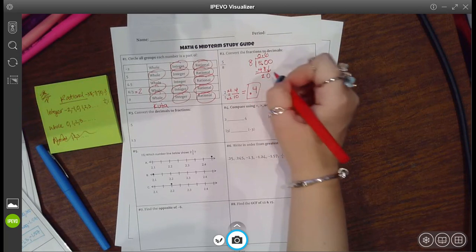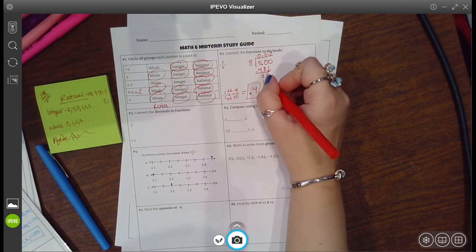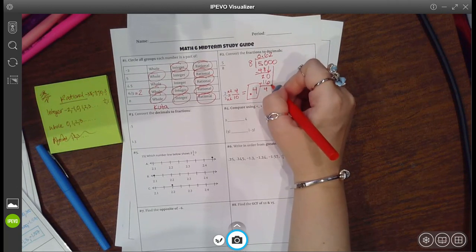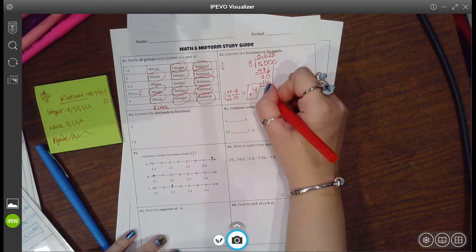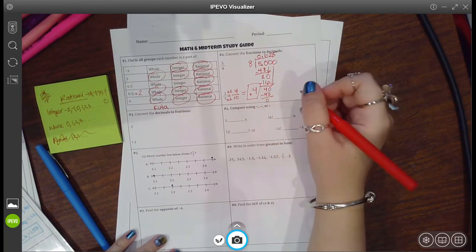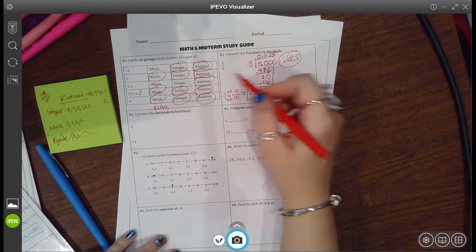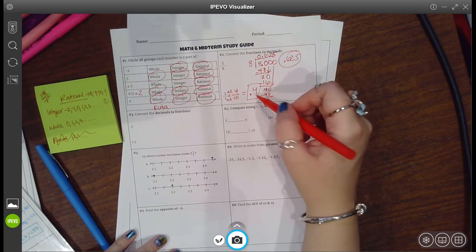Okay, keep going. 8 goes into 20 2 times. And 8 times 2 is 16. Subtract that, you get 4. Bring down the next number, and 8 goes into 40 5 times. Subtract that, you get 0. So it ended at 0.625. So 5/8 is equivalent to 0.625, and 2/5 is equivalent to 0.4.